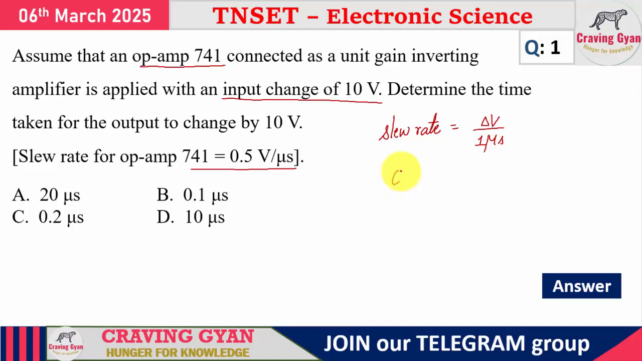So this is how you define the slew rate. But in this question they have given the slew rate as 0.5 volts per microsecond, which equals the output level they are expecting, 10 volts, divided by the amount of time required, which I am going to take as delta T. So delta T is given by 10 volt divided by 0.5 volt per microsecond, which equals 20. The micro will be shifted over here. So option 1 is correct, that is 20 microseconds.